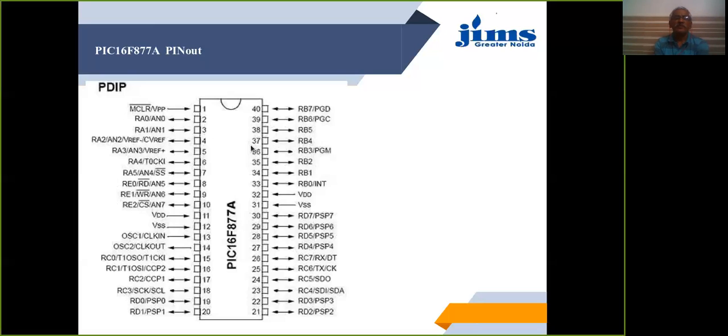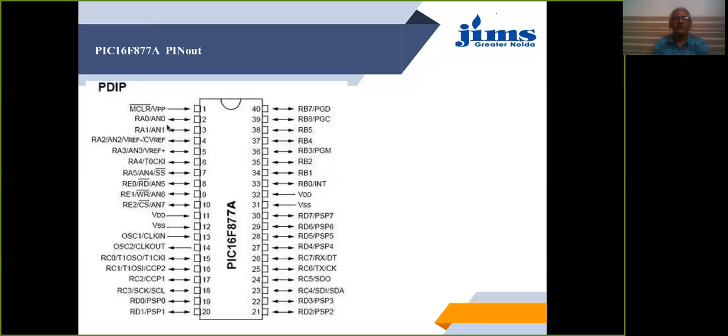So that means quite a large number of works can be done. Complex tasks can be performed with this processor, the controller. As far as the ports are concerned, there are 5 ports on this 877A microcontroller. What are these 5 ports? Port A, it is basically 6 pins on port A.